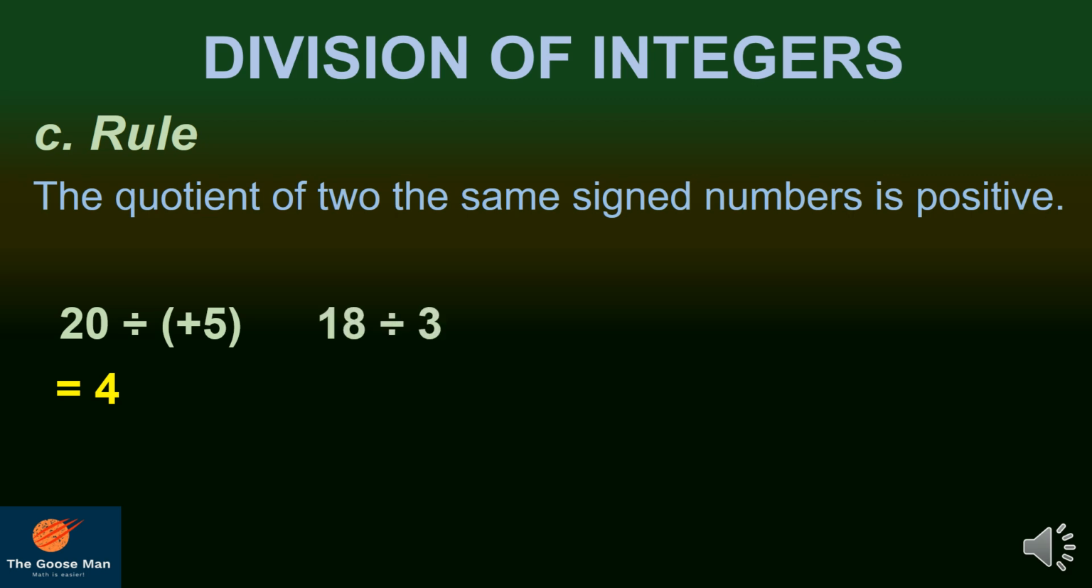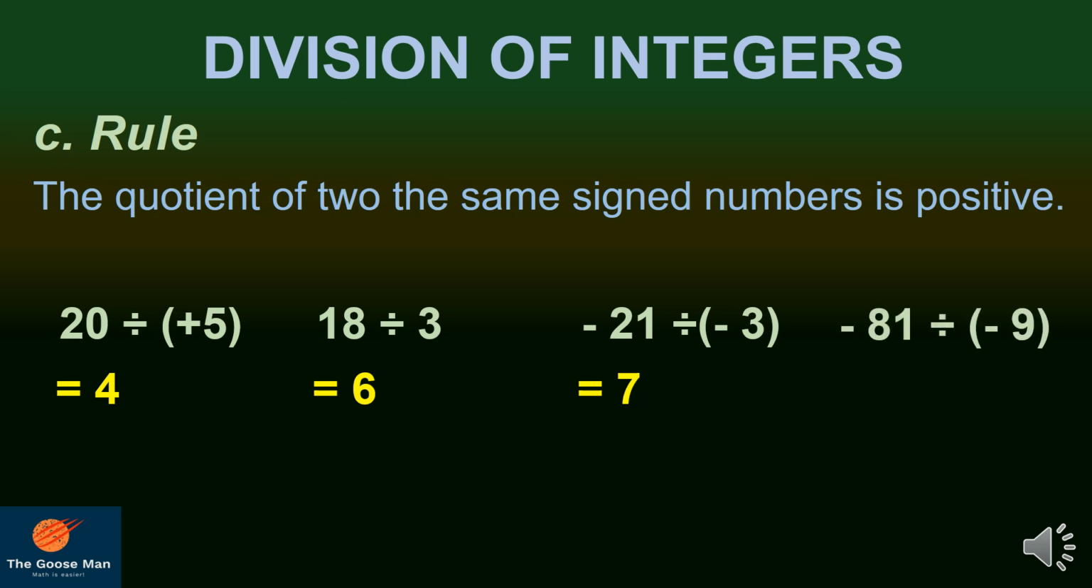Next, 18 divided by 3. Again, this is a positive divided by another positive, so the quotient is positive. So the answer is 6. Let's have another example. Negative 21 divided by negative 3. Since we have two negative signs, the same signs, the quotient of two same negative numbers is positive. So again, negative 21 divided by negative 3 is equal to positive 7.